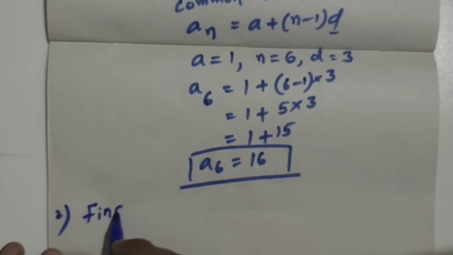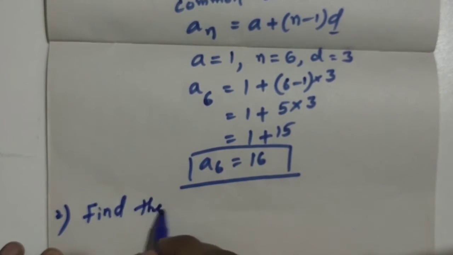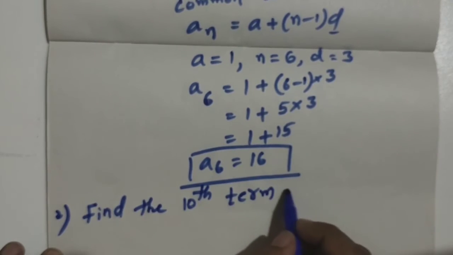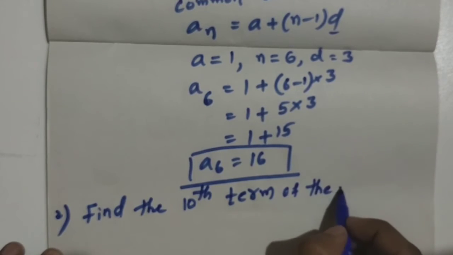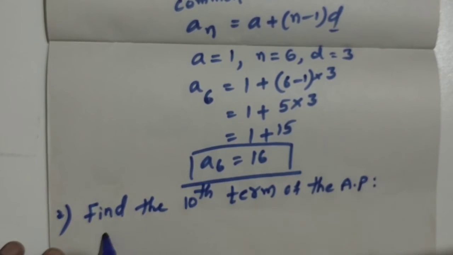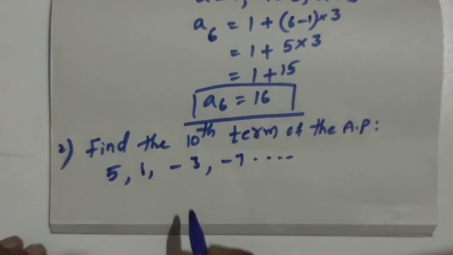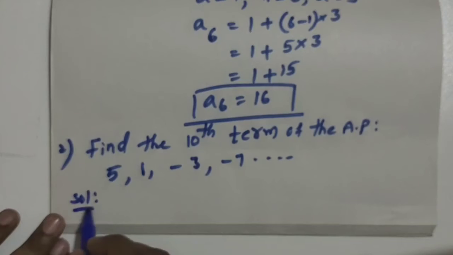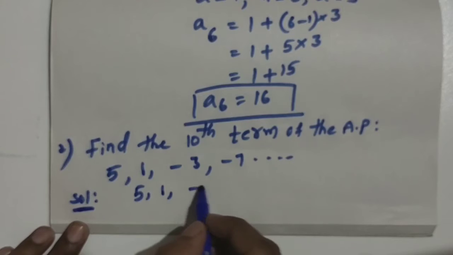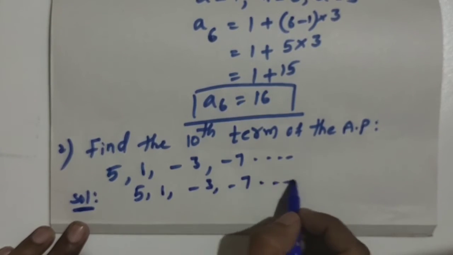Find the 10th term of the AP 5, 1, minus 3, minus 7 and so on. So see children, here also check whether the given progression is an AP or not. It is already given, but for practice purpose we are doing.